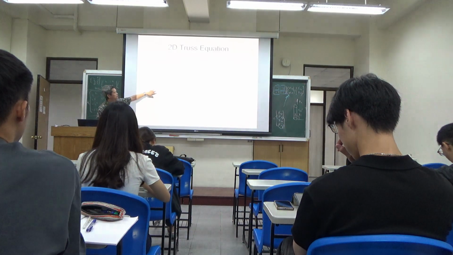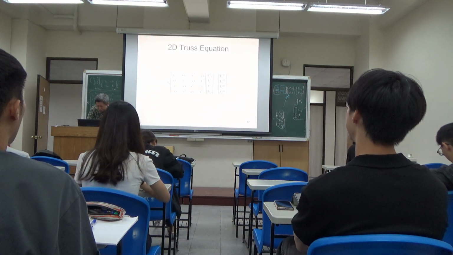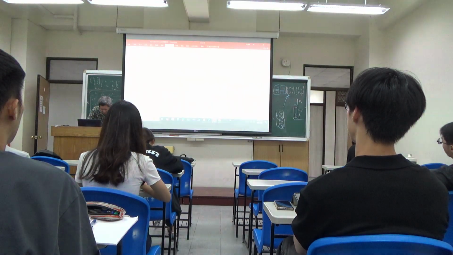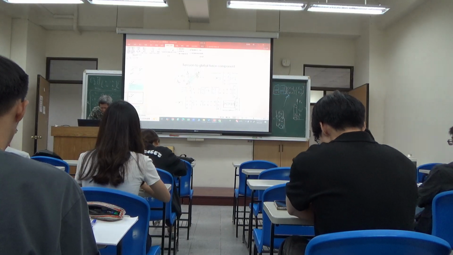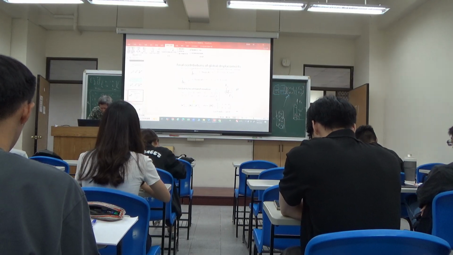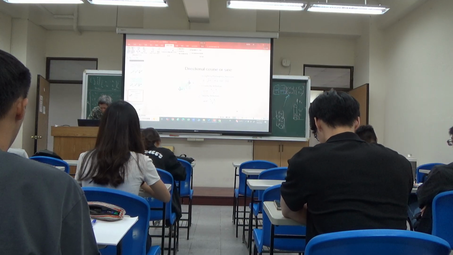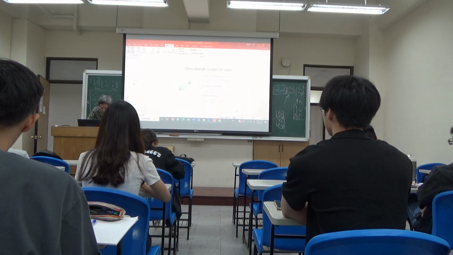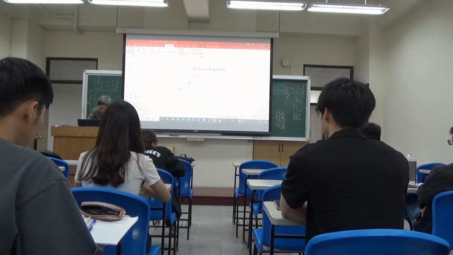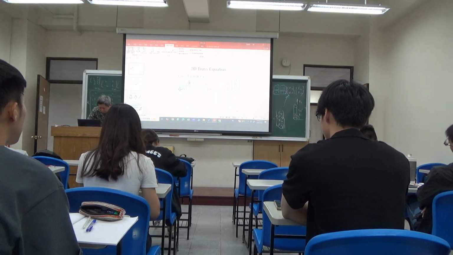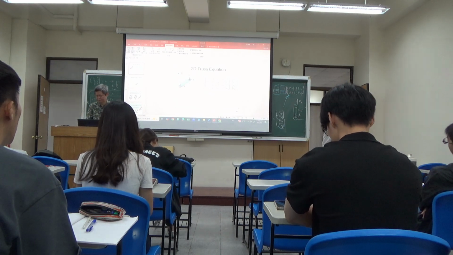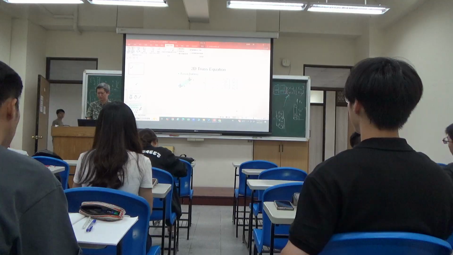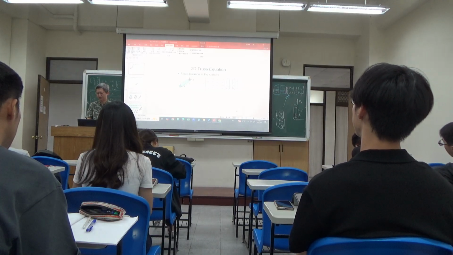So this is a 2D truss equation you have to memorize. Okay, many of you might not remember what it is. You have to graphically know the meaning. Okay. What's the expression here? You need to know this. Balance is the x and y coordinate.